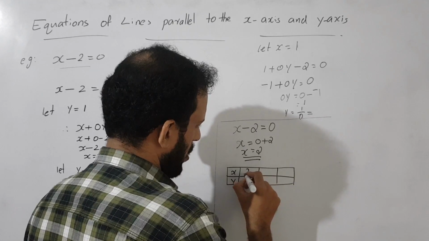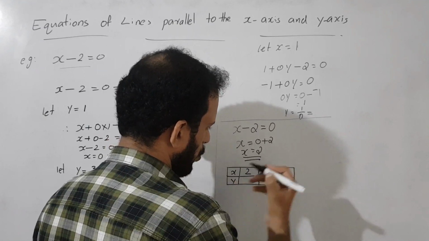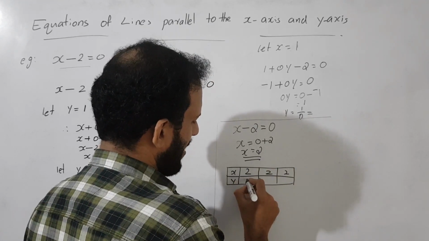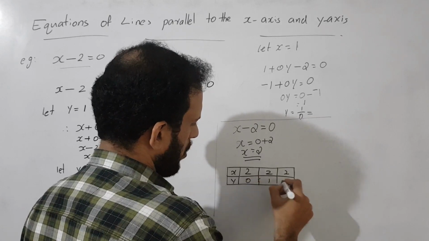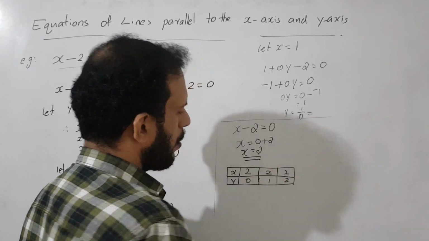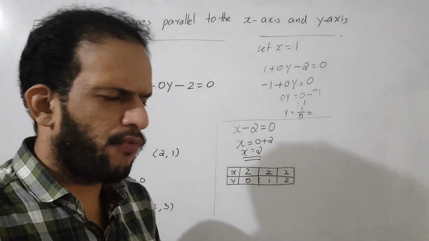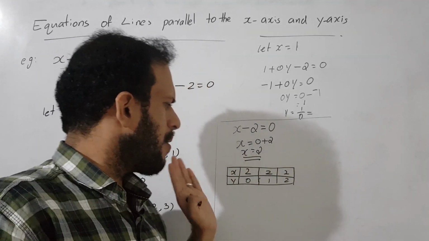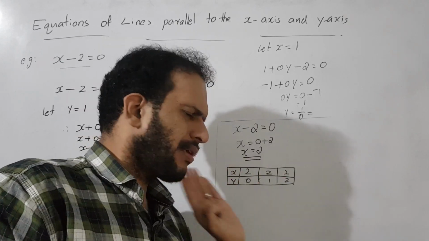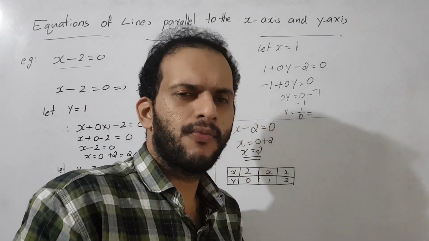Okay, what is the x value? 2, 2, 2, and the y value will change. 2, 0, 1, 2 or 3, 4 like this. We choose any value for y, but it does not change the value of x.